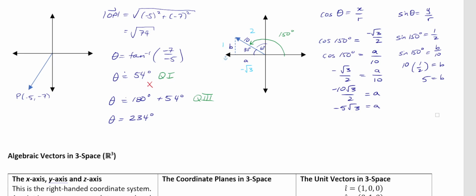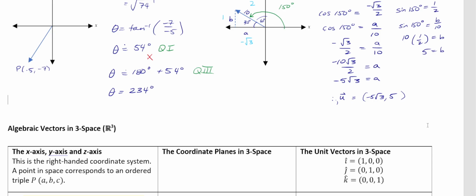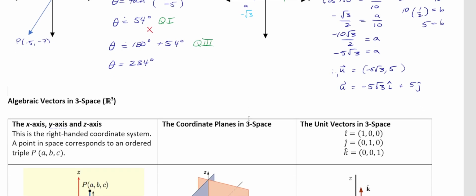So I can write this vector now as an ordered pair. So therefore u is equal to negative 5 root 3, that's my a component, and then 5 is my b component. I can also use unit vector notation. So that's my scalar times the unit vector in the x direction, and this is my scalar times the unit vector in the y direction. So u is equal to negative 5 root 3 i cap plus 5 j cap. Okay, so that is all algebraic vectors in 2 space.